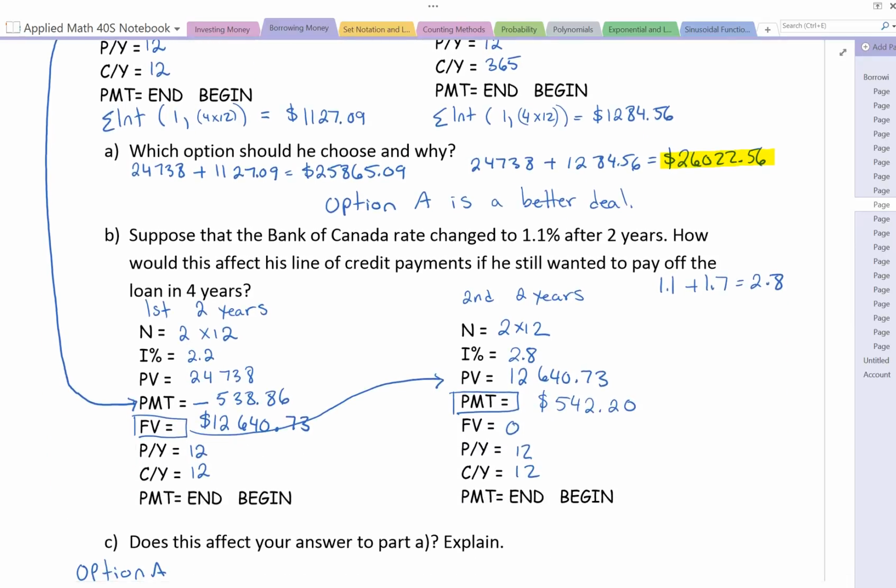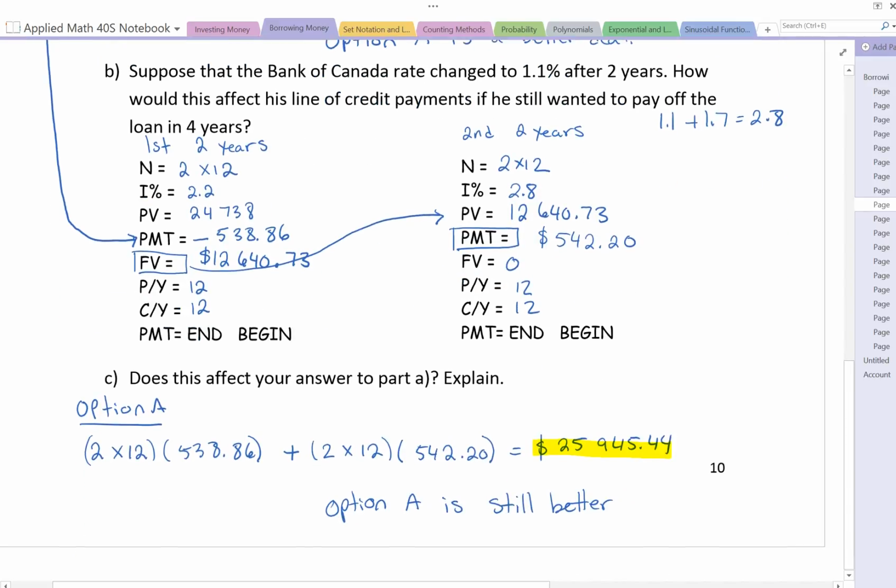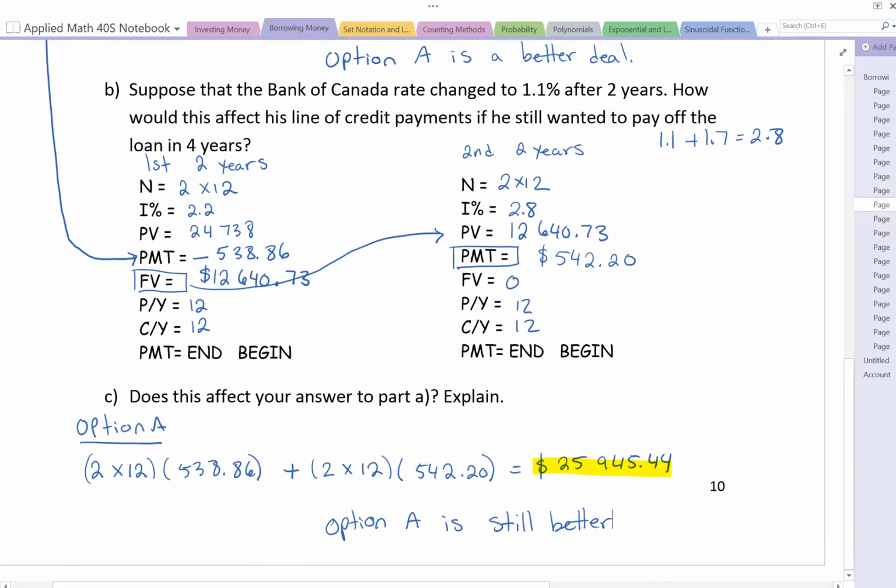Now, prime sometimes changes, and in this case it did, but option A remained the better deal. Once you've committed to one option, that's sort of difficult to change partway as well. Okay, if you knew it was going to change, that would be a different story.